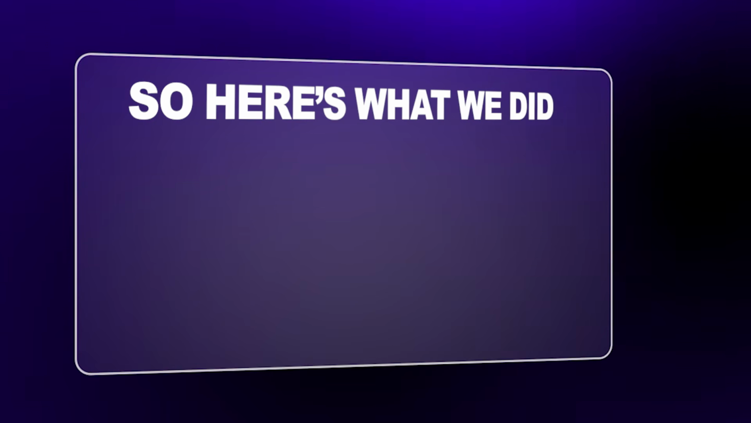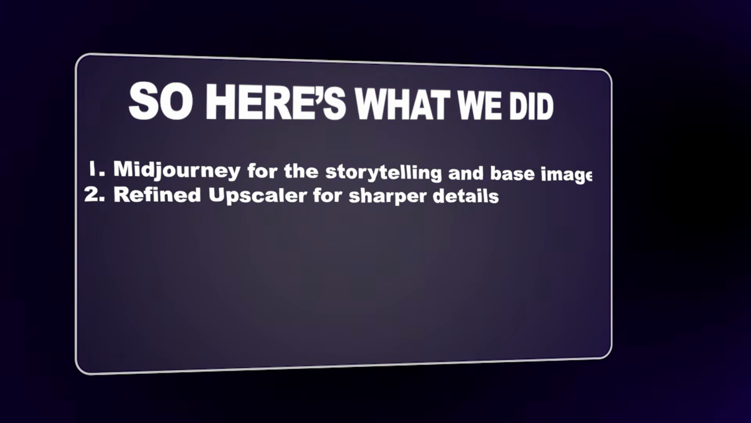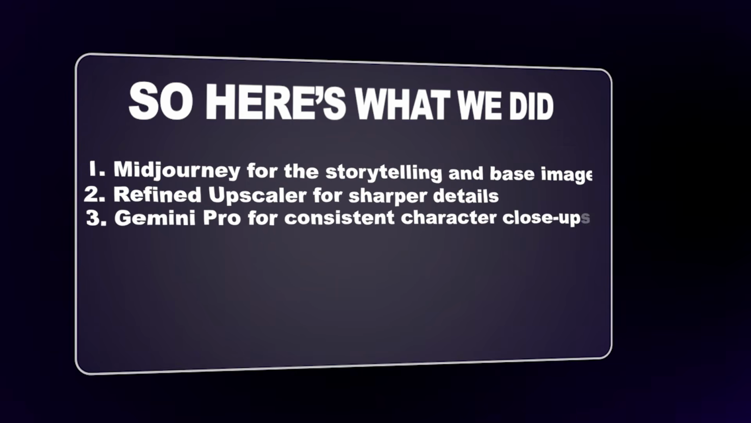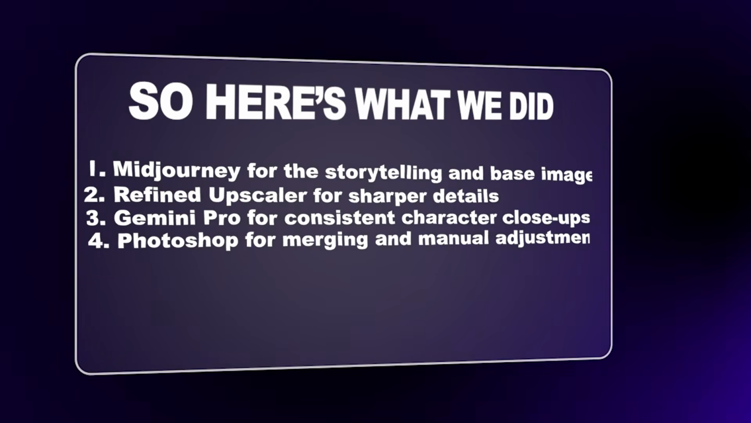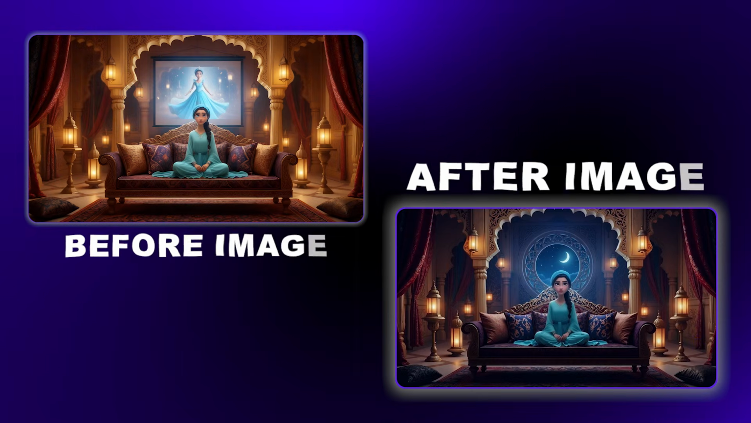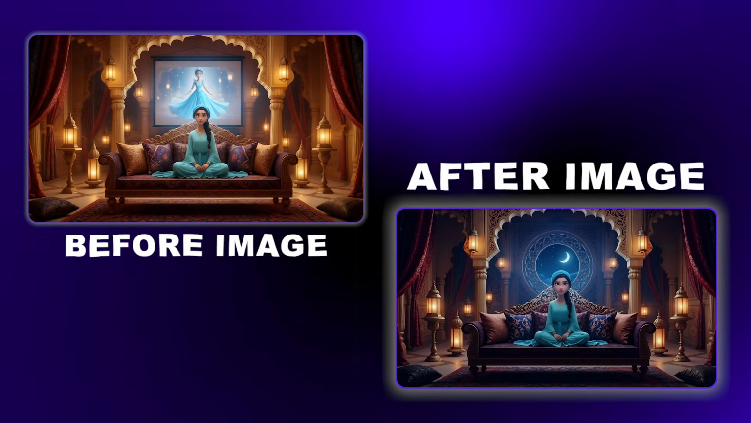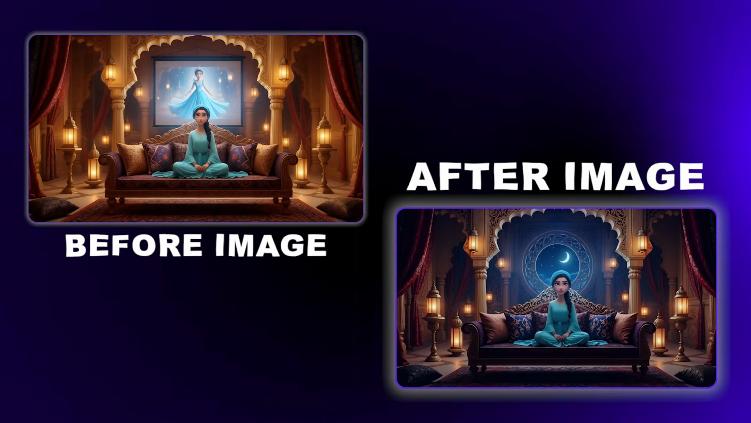So here's what we did. Midjourney for the storytelling and base image, refined upscaler for sharper details, Gemini Pro or Nano Banana for consistent character close-ups, Photoshop for merging and manual adjustments, and AI edits for infinite scene variations. This is how you take an AI generated picture and turn it into a professional illustration with some AI but also a bit of manual work.